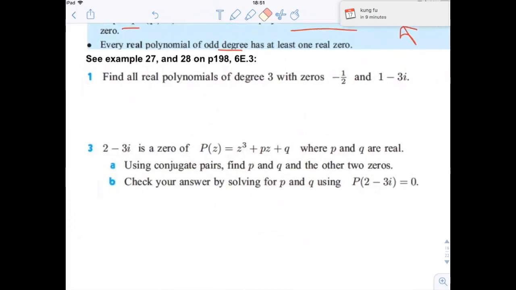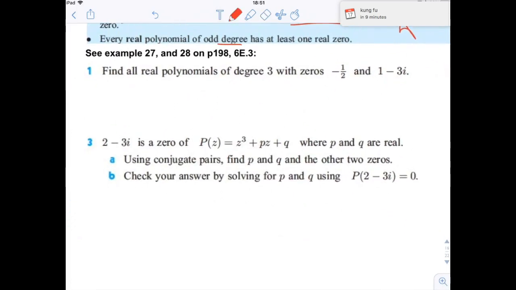Let's move on. Okay, find all real polynomials of degree 3 with zeros -1/2 and 1 minus 3i. So if it's a real polynomial, which means it has real coefficients, of degree 3, that means it's going to have 3 roots. And if it's going to have 3 roots and 2 of them are here and here, we know that the complex conjugate of this complex root must also be a root because otherwise the coefficients can't be real. So even though they only told us 2 of the roots, we know from the fact that it's a real polynomial that there's a third root, which is 1 plus 3i.